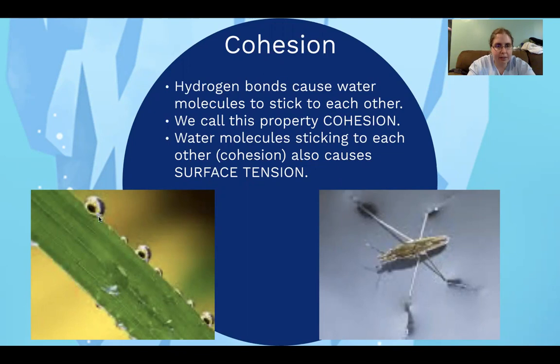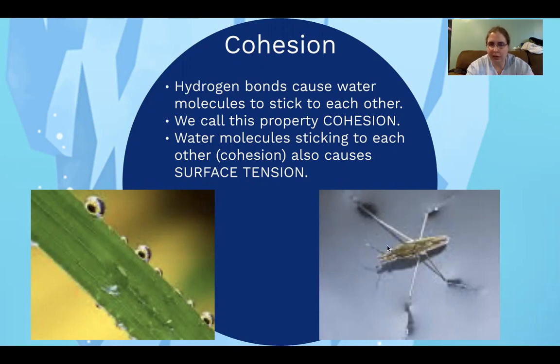They're strong enough at this point, but if more water was added to that, then gravity takes over and will pull it, and then that's when it starts finally being pulled down the leaf. Also here, cohesion is the cause of what we call surface tension.